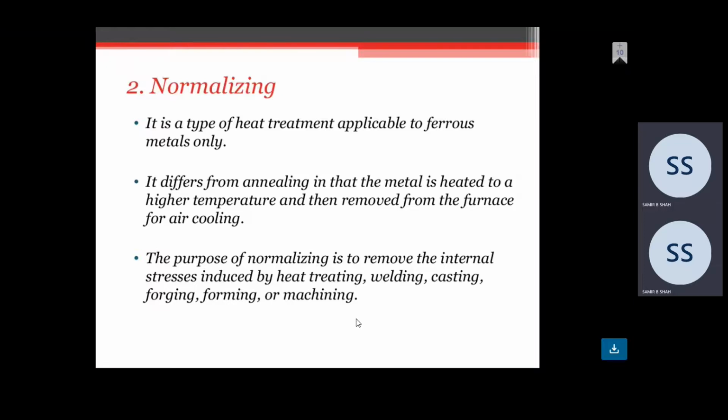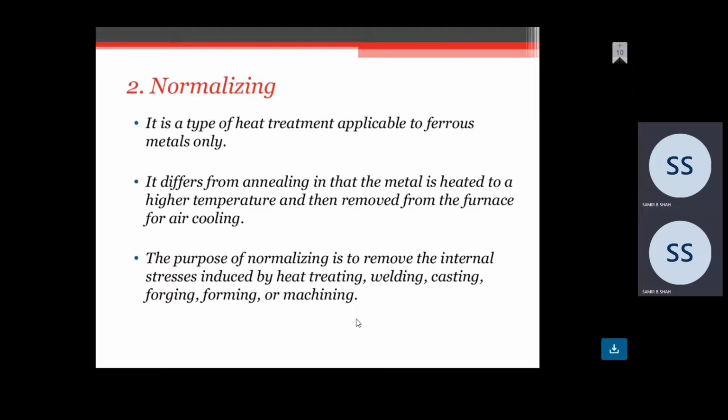Most probably, we prefer to use the normalizing process for ferrous metals. It differs from annealing in that the metal is heated to a higher temperature and then removed from the furnace for air cooling. Initially it is heated above the critical temperature, that is, above 720 degrees Celsius, and then removed from the furnace for air cooling.